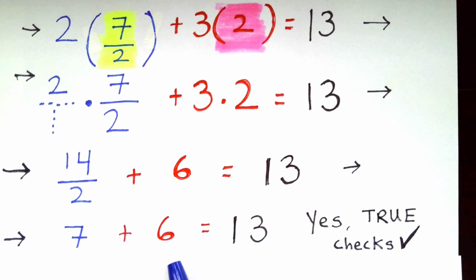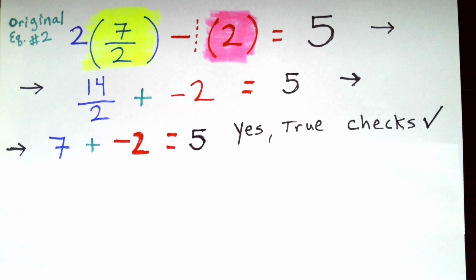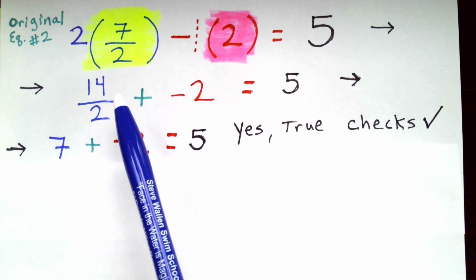7 plus 6 is, well, I know 6 plus 6 is 12, plus 1 more is 13. Does 13 equal 13? Yes, it certainly does. That's a true statement. Those x and y values check. Now, let's substitute those values into original equation number 2. All right, so x equals 7/2, y equals 2. I've substituted those appropriate values into equation number 2.